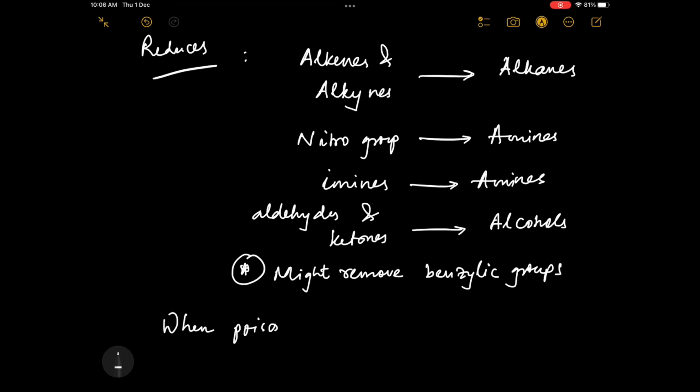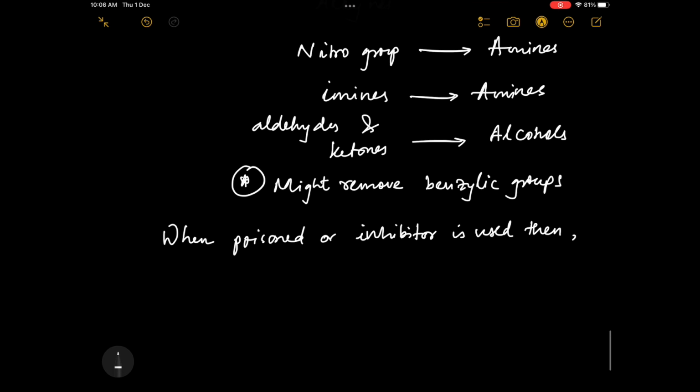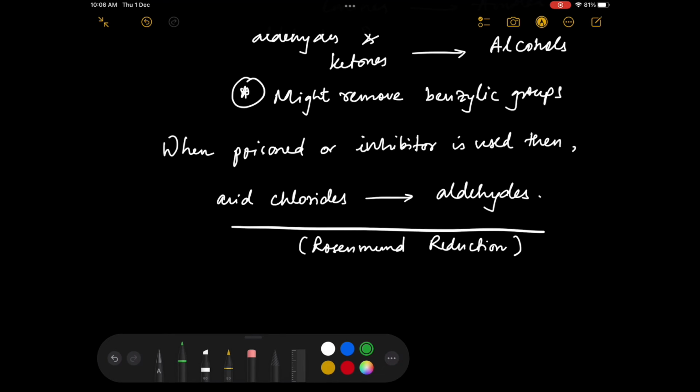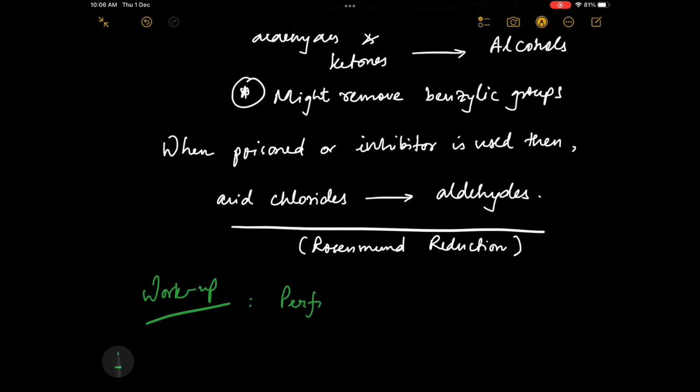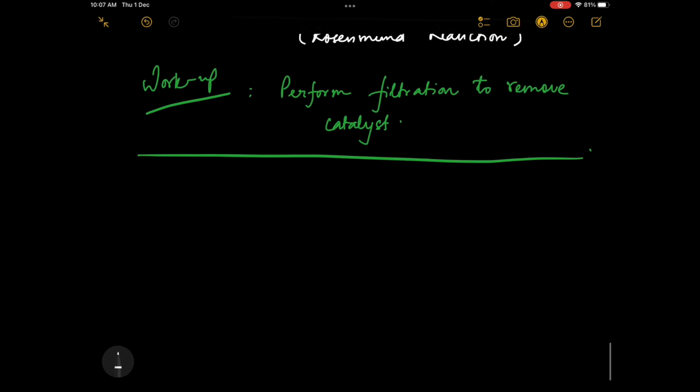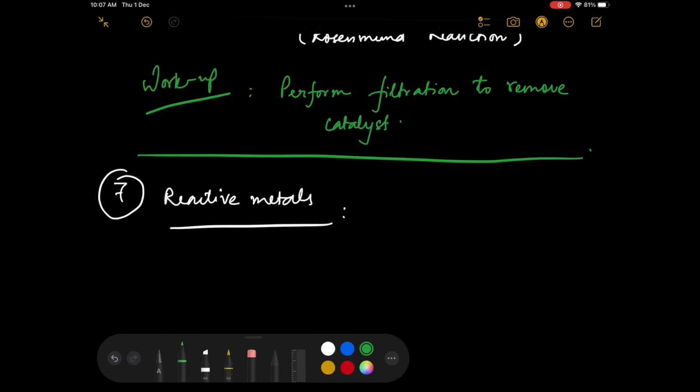and it also might remove benzylic groups that are present because they are activated groups. And let us say when it is poisoned, like there is a catalytic poison present or an inhibitor is used, then acid chlorides can be converted to aldehydes. This is similar to the Rosenmund reduction that we have heard about, hydrogen palladium BaSO4. That actually converts RCOCl to RCHO, acid chlorides to aldehydes. Okay, so the workup procedure is filtration to remove the catalyst, and after that extract the products using solvent extraction.